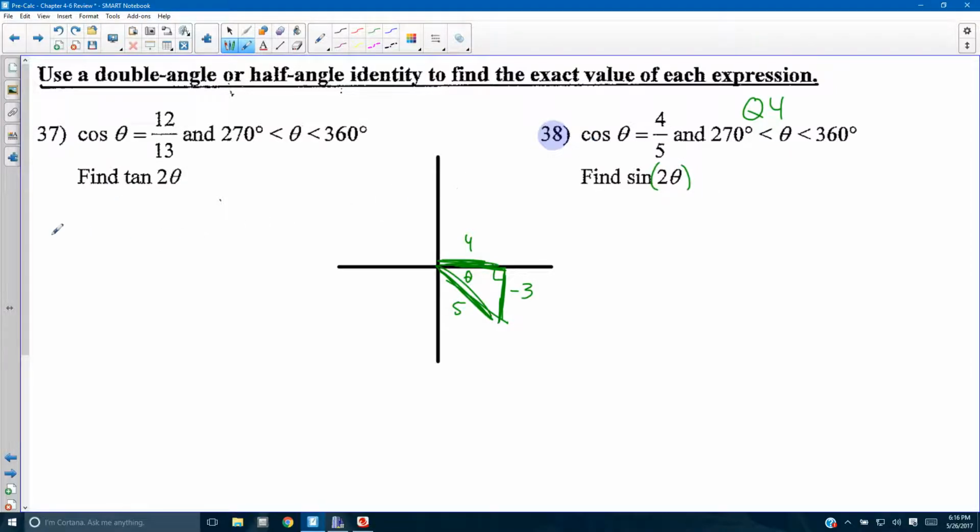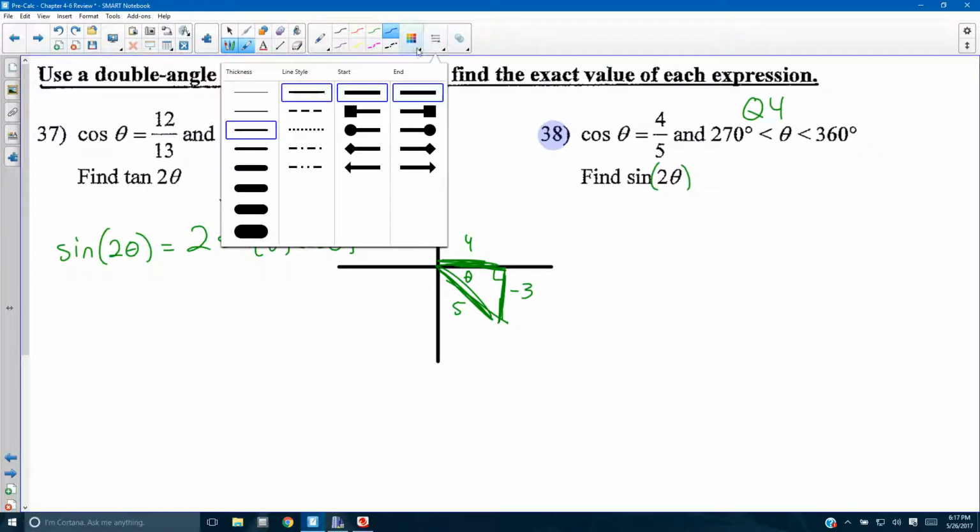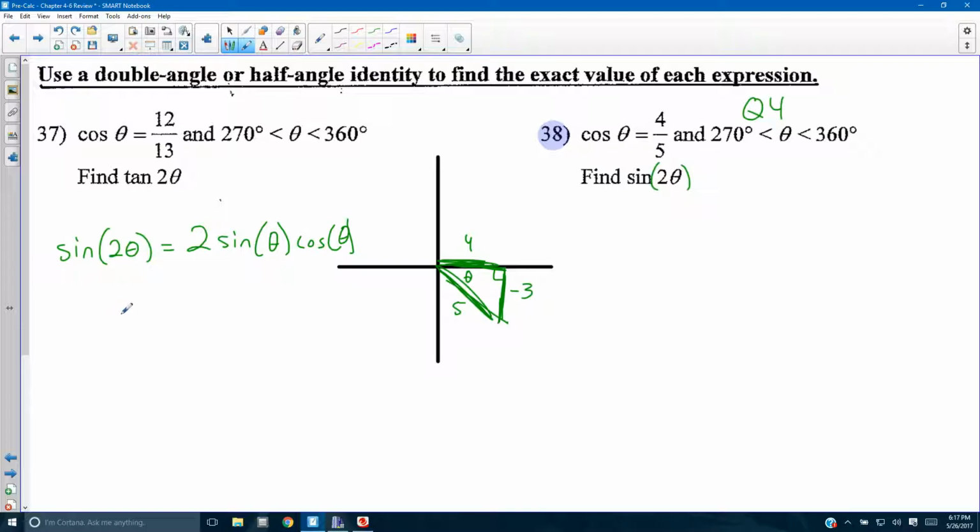Well, sine of any 2 theta in general, think of sine of theta plus theta, right? In terms of the sum formula, that's sine, cosine, cosine, sine. But of the same angle, that's 2 sines and cosines together. 2 times sine of theta times cosine of theta. So without actually knowing what the angle measure is, what we can do is figure out what sine of this particular angle measure is.